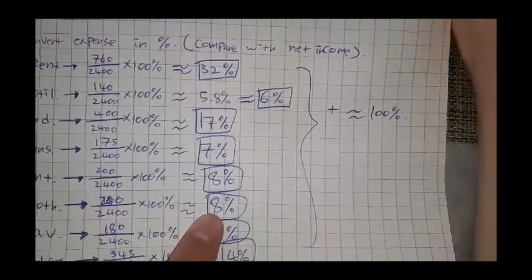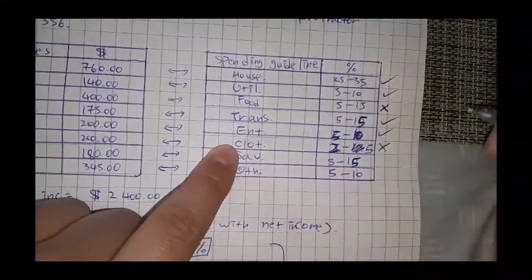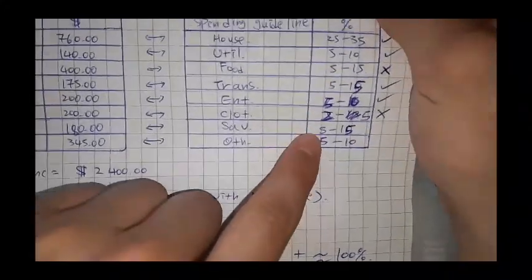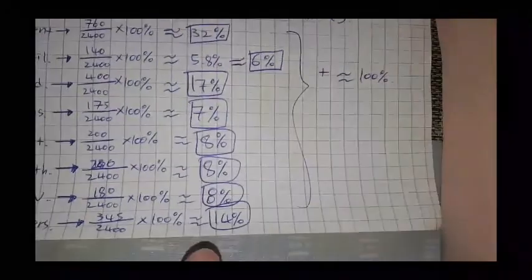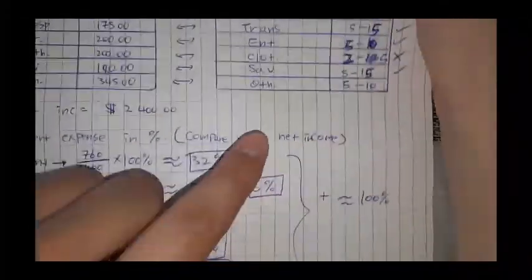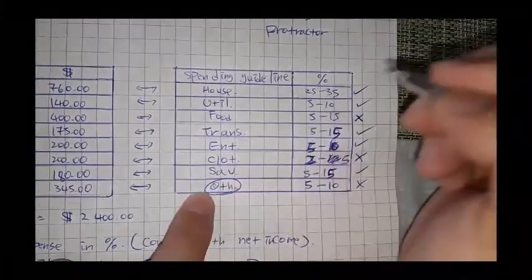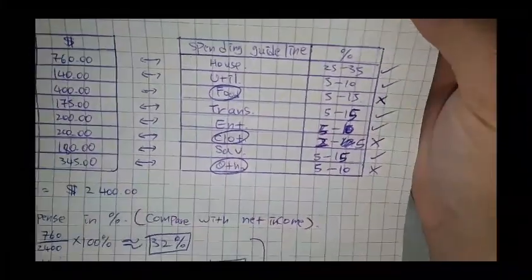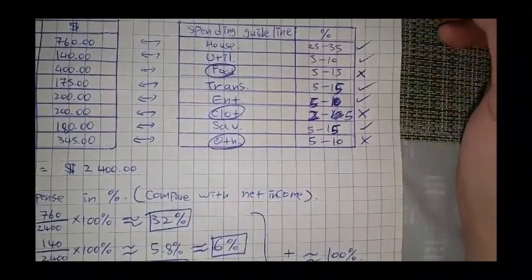Clothes 8%, so 2 to 5% didn't reach. Saving 8%, 5 to 15, falls under the category. Others 14%, 5 to 10% didn't meet. So Salima needs to reconsider her budget for food, clothes, and others category. Have that in your mind.